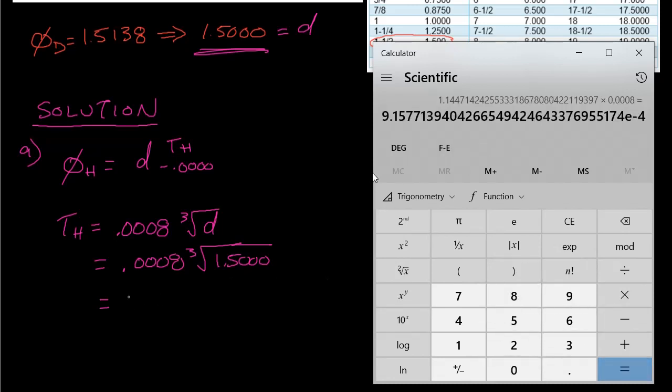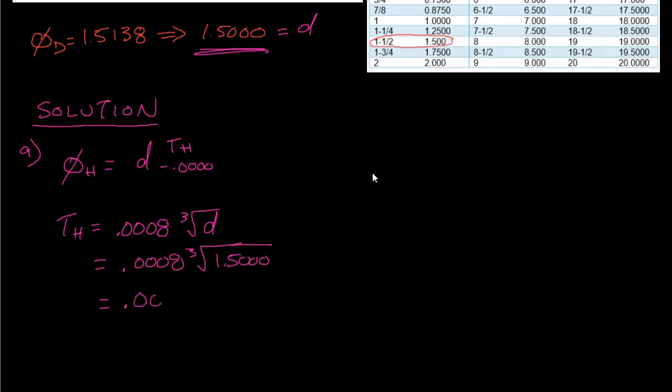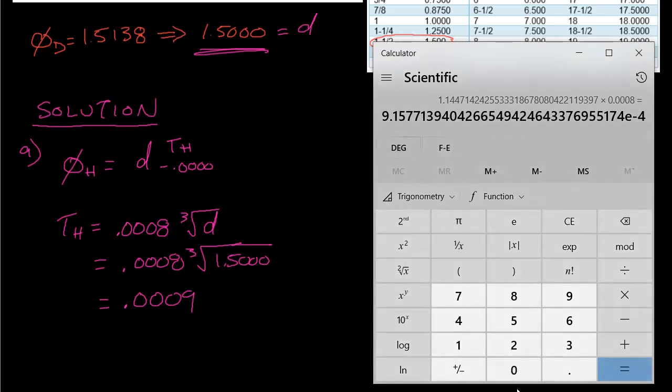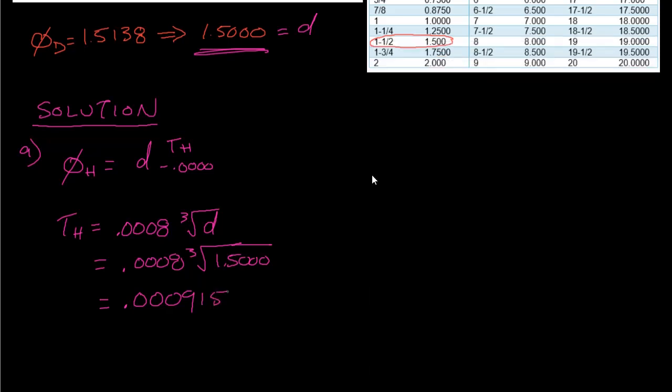Okay, so I get 0.0009 and 91577. But in the question, it only wanted me to use 4 decimal places. These 4 right here are less than 5, so I'm actually just going to round down so we can get rid of that there.